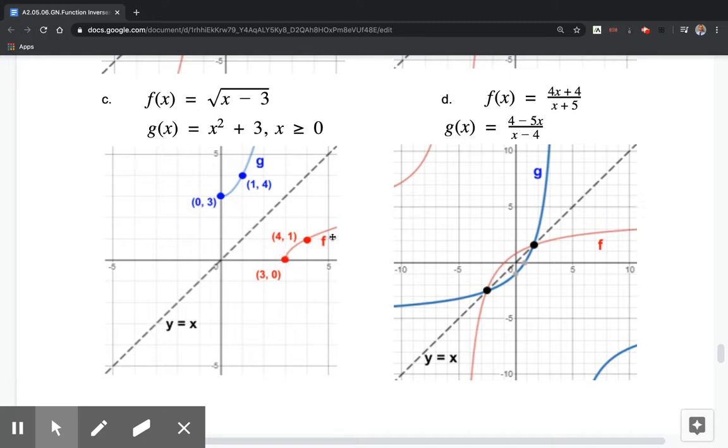So here's function f. We have the point (4, 1), and then on function g we have the point (1, 4). And then here's our last example. We have example D. We have function f and function g. And I didn't write down the coordinates for these points, but we can see that they still are reflecting over the line y equals x because that's where they are intersecting there.